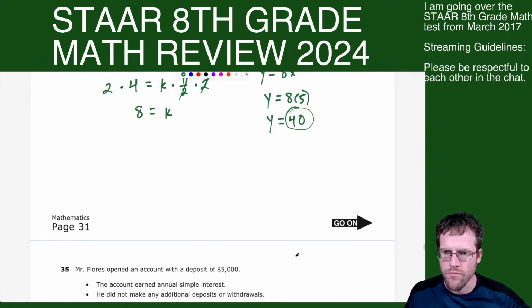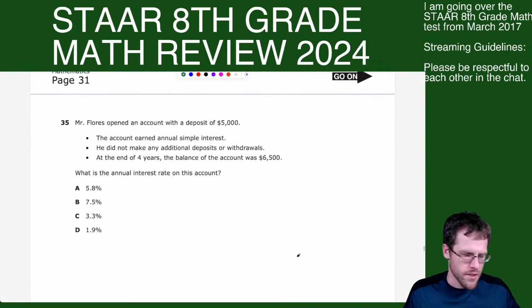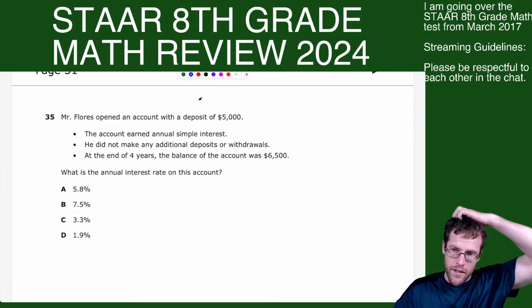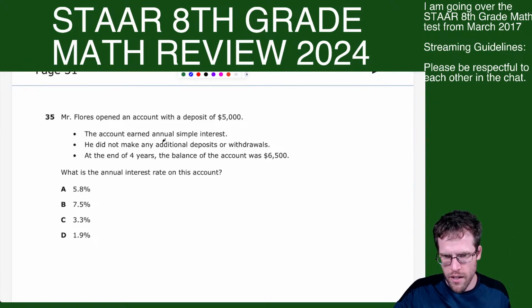Awesome. All right. Next up, Mr. Flores opened an account with $5,000. All right, deposited $5,000. Deposit means put the money in the account. The account earns annual simple interest. That means all the interest is calculated by the value up front. He did not make any additional deposits or withdrawals, so this is just like a one and done deal. At the end of 4 years, the balance of the account was $6,500. What is the annual interest rate of this account?